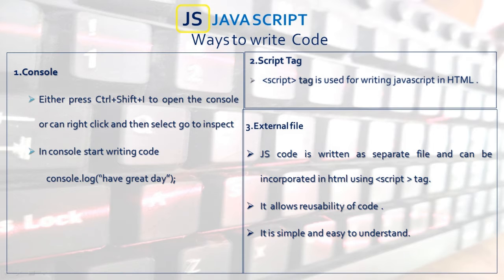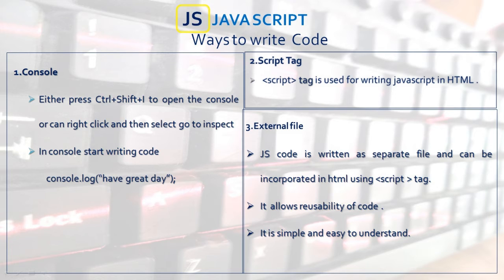Now, the ways to write JavaScript code. One way is to open the console. So how to open the console? We have to open a browser, right click and then select inspect. Okay, so this will take you to the console. There we can start writing code. For example, we can write console.log, then within the brackets we can write some statements.